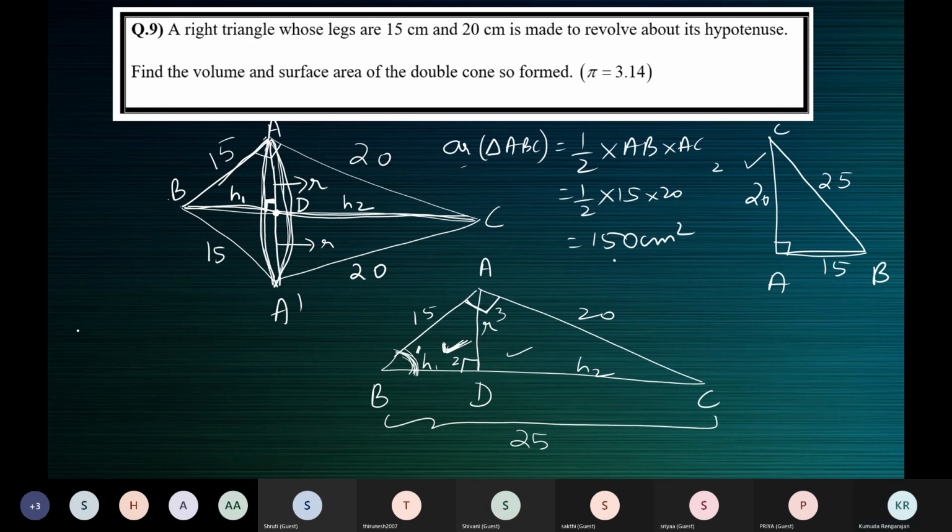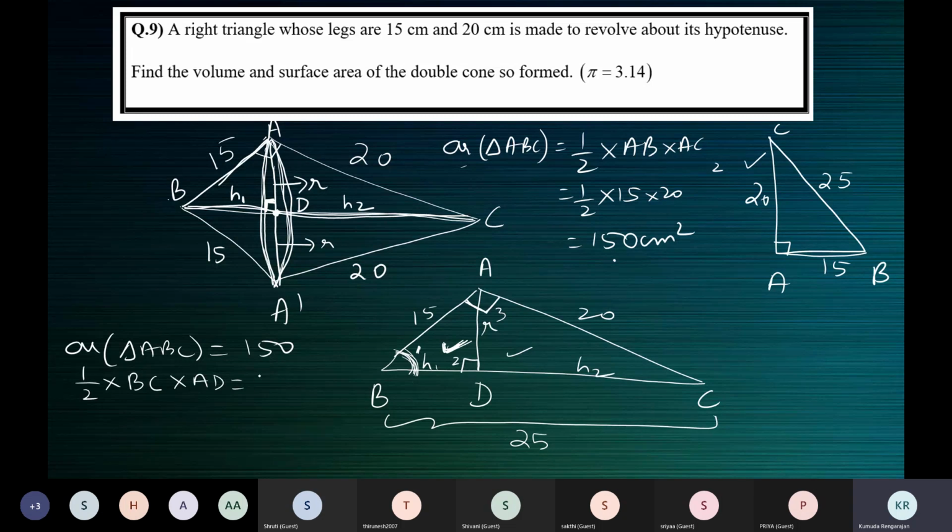So now we found that the area of the triangle ABC is equal to 150. Now take a different base. If I take BC as the base and AD as the altitude, then also the area will be 150. I'm taking a different base. I'm taking the hypotenuse as the base, and the corresponding height is AD. Same triangle. Area of ABC, half base into height, we found 150. Now I'm taking the base as BC and its corresponding altitude AD. That also the area should be 150.